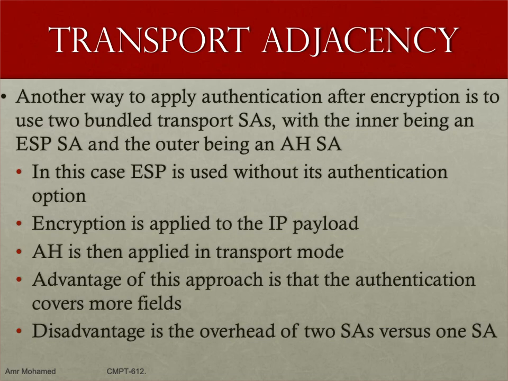This is the last part where we talk about the nested security association. So there is the concept of transport adjacency. Another way to apply authentication after encryption is to use two bundled transport security associations. So the question here is that in IP, until this point, we talked about the fact that first we encrypt the payload, or the payload and the header in case of the tunnel mode, and then we authenticate everything, right? What happens if we do it the other way around?